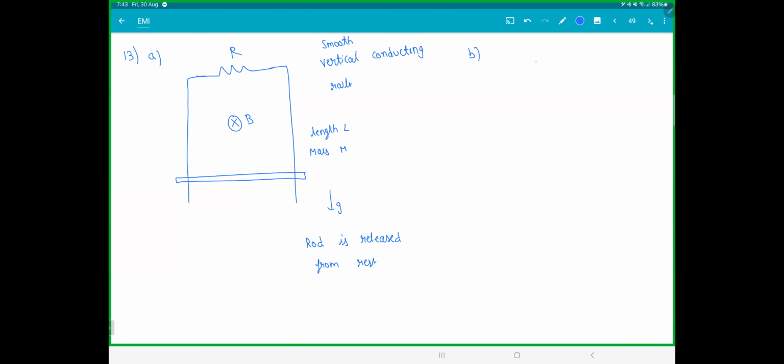In the second case, you take the same question, but this time you keep a capacitor. The same rod, mass M, length L, magnetic field B. Find the velocity after time t.